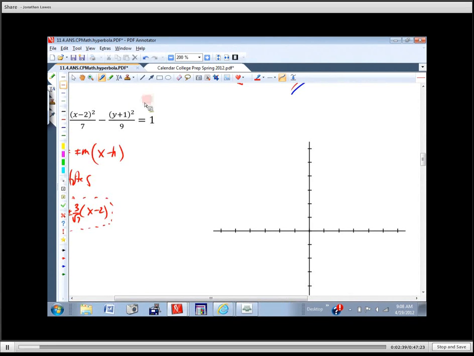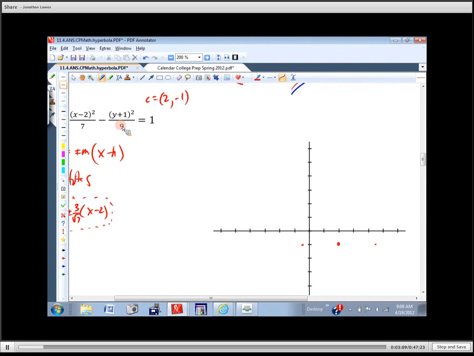Where is the center on this graph? Okay, make sure you find the x. That's a 2. Make sure you find the y. That's a negative 1. So we're at 2, negative 1. There's the center. How far are we going to go in the x direction? Square root of 7. So in between 2 and 3. So I'm going to go 1, 2. There would be 3. There would be square root of 7 somewhere in between here. So I'll put a little point there. 1, 2, about right there.